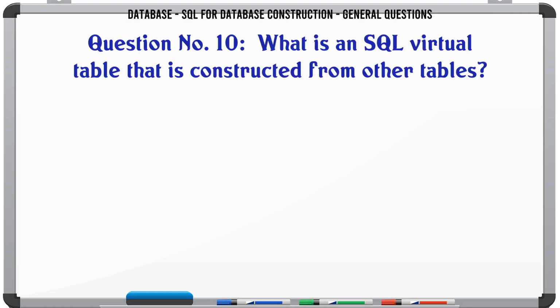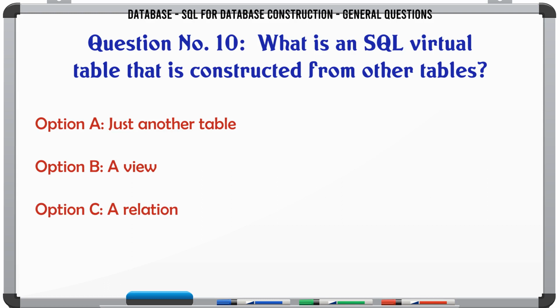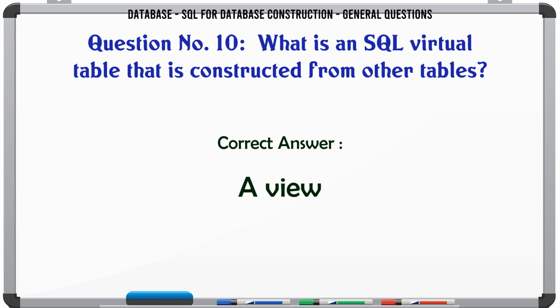What is an SQL virtual table that is constructed from other tables? A. Just another table, B. A view, C. A relation, D. Query results. The correct answer is a view.